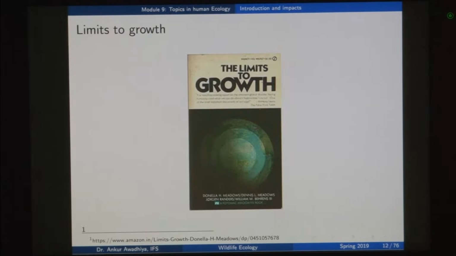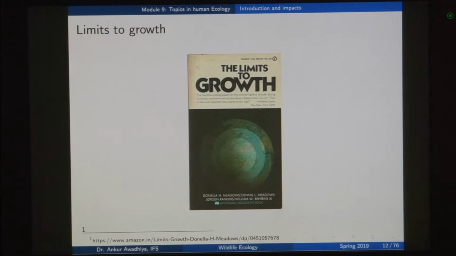Now, here the question is, are there any limits to growth? Is there a limit to the growth rate of population? Is there a limit to the growth rate of technology? Is there a limit to the impacts that we are going to have on the biosphere and so on?